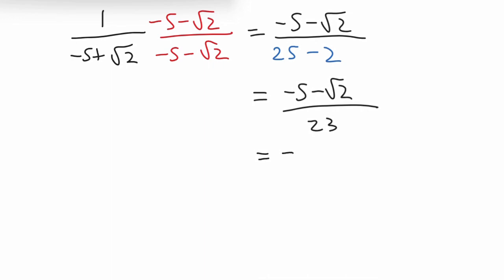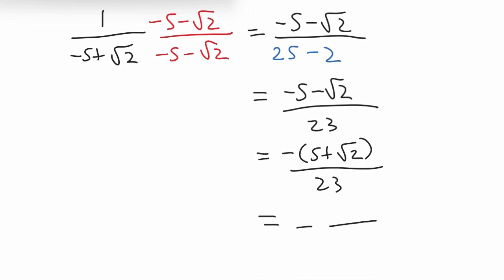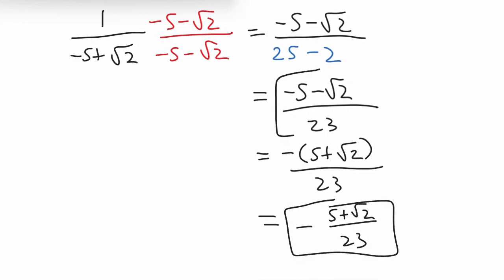And you can factor a negative out of the top. And we can put the negative in front of the fraction. That's the preferred way to write it. It's not wrong to write it like this, but it looks better like this.